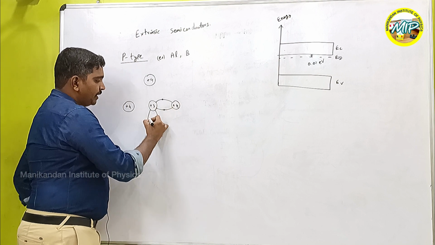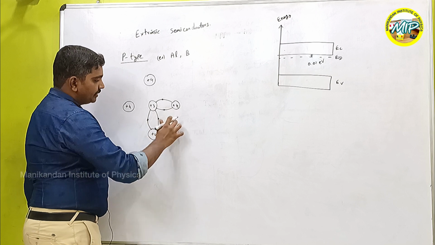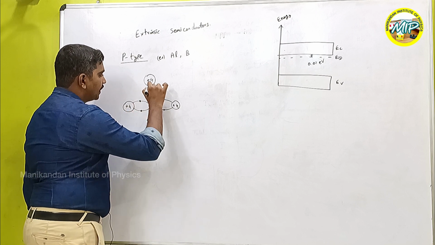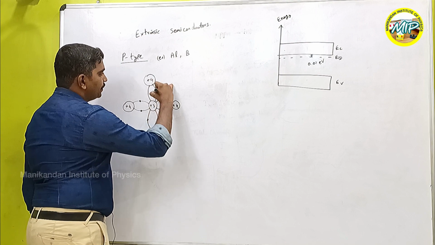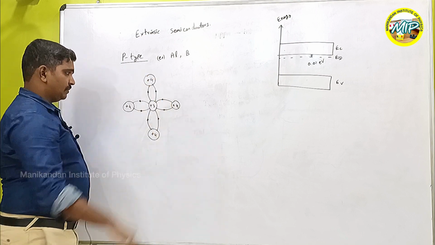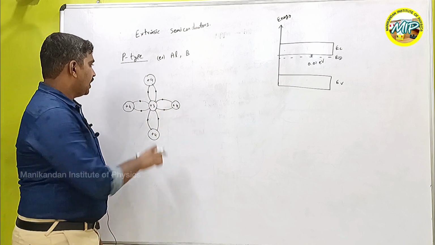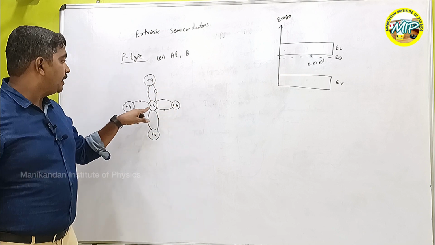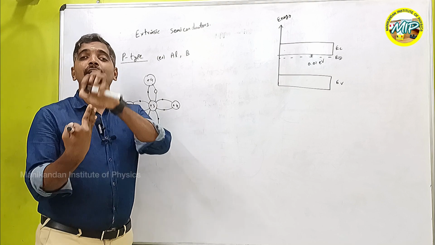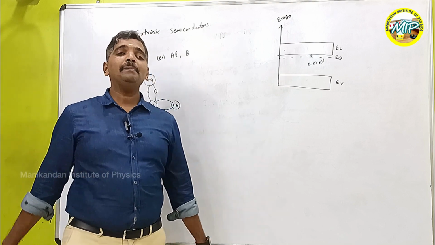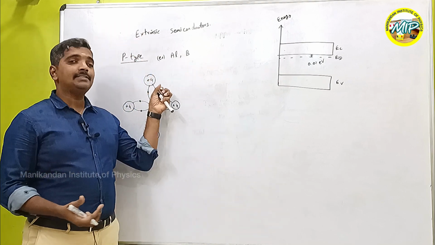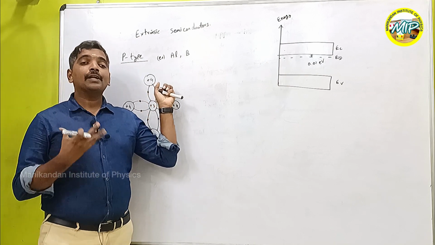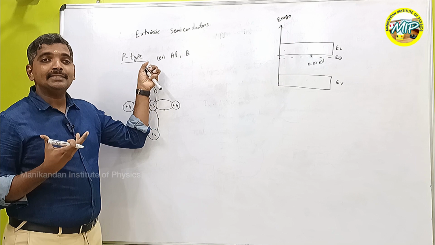One electron from the impurity, one electron from the silicon. One electron from the impurity, one electron from the silicon. Here one electron from the impurity and one electron from the, actually there should be a vacancy, right? Because my impurity has only 3 valency.